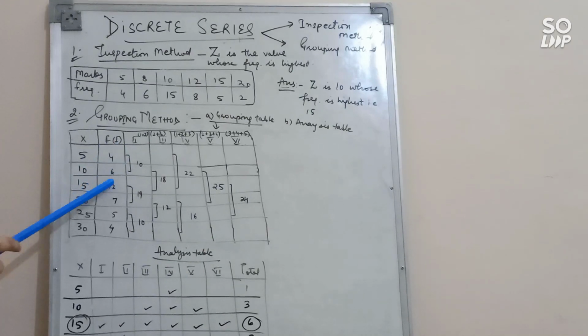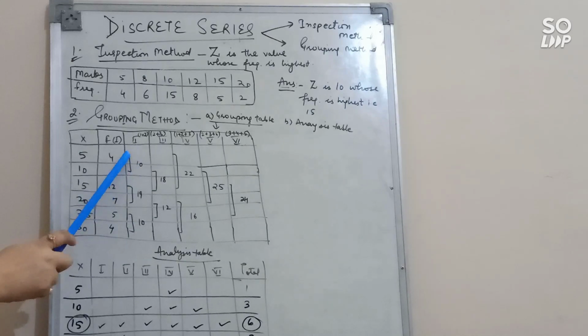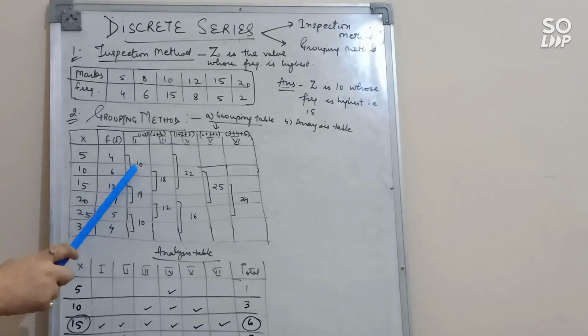So first and second, then next 2 and next 2. I am writing here, just so it will be easy for you to learn. So 4 plus 6, 10. You will put this side because we need to make the analysis table. It will help you. So 4 and 6, the sum of these two numbers is equal to 10. You will write in between.